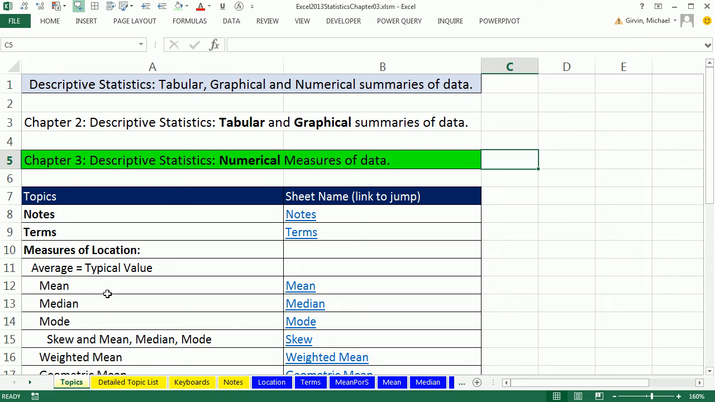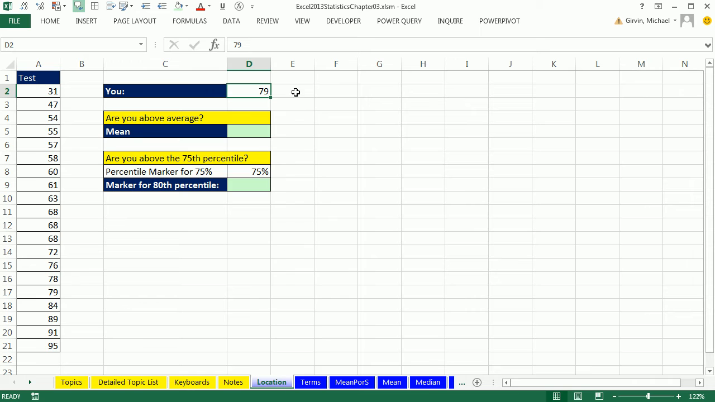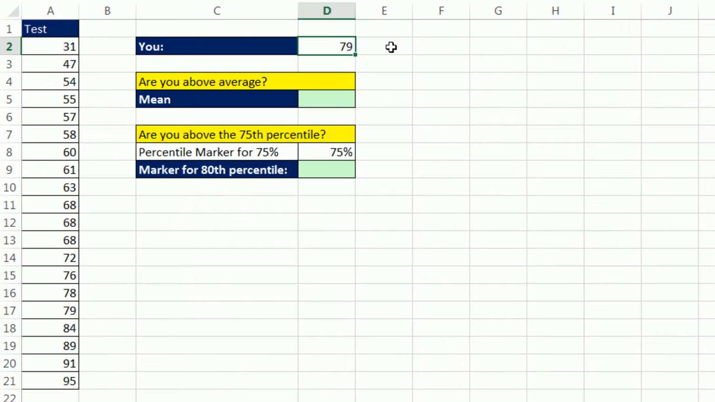Later videos in this chapter and throughout our class, we'll talk about locations, things like percentile, are you above the 75th percentile, z-scores, and many more. Now, we're going to start by going to the sheet location. What is location? It's a way of locating a particular value in relation to a data set. So here's you. You got 79. You might want to know something like, are you above average? Which means, are you above a typical value? Or you might want to know something like, are you above the 75th percentile? In both cases, we have a number, and we want to locate it in relation to a data set.